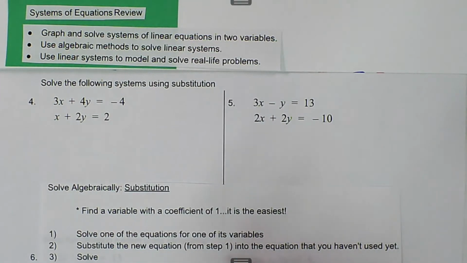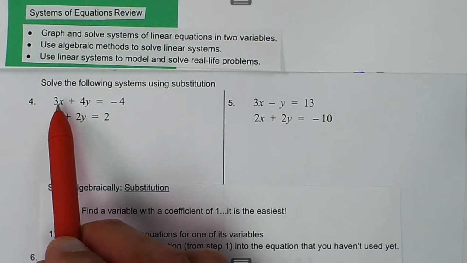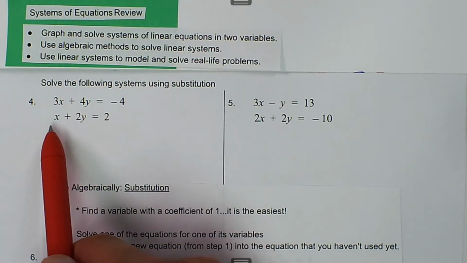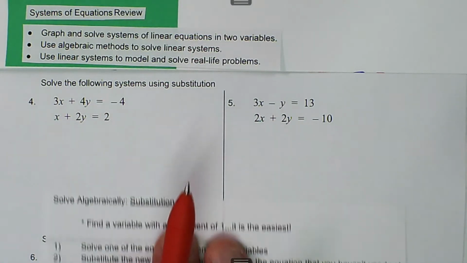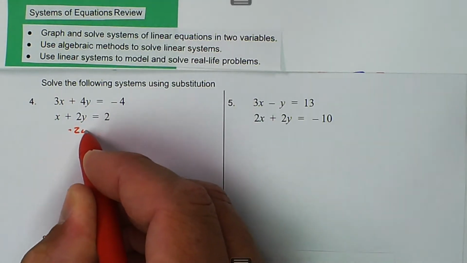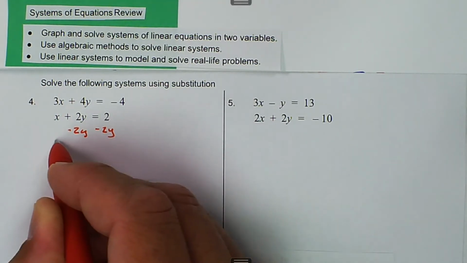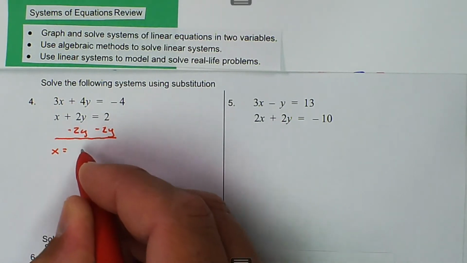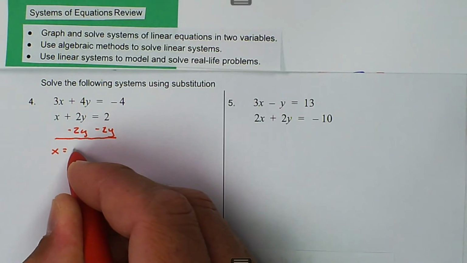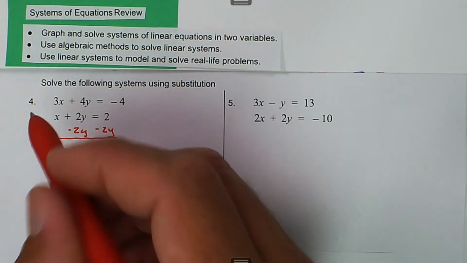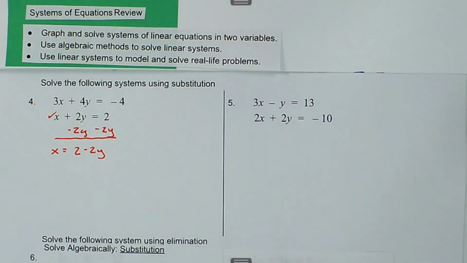Okay, so what we're going to do is, first thing, we want to get one of the variables that has a coefficient of 1. So here we have coefficient of 3, coefficient of 4, coefficient of 2, and the x here has a coefficient of 1. So the first thing is I want to solve to get this x by itself. So I can subtract 2y from both sides, and I get x is equal to 2 minus 2y. Okay, so I rewrote this equation here.